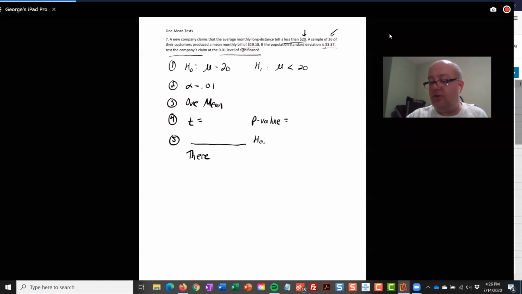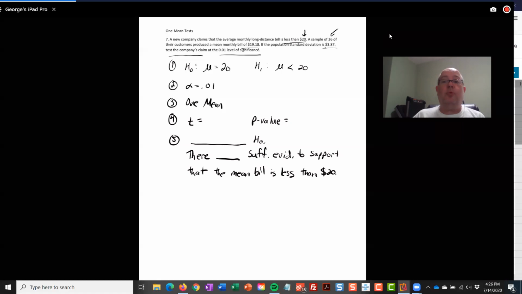There either is or is not sufficient evidence to support what H1 says. And here, H1 is that the mean is less than $20. To support that, the mean bill is less than $20. Now, before we jump into StatCrunch, we do need to make note of a few things from the sample.